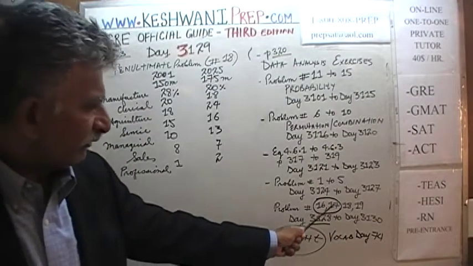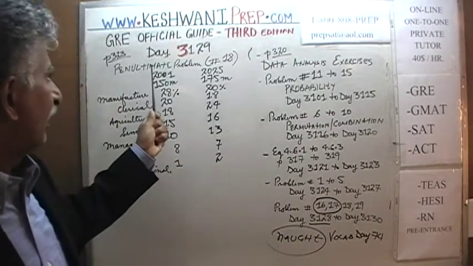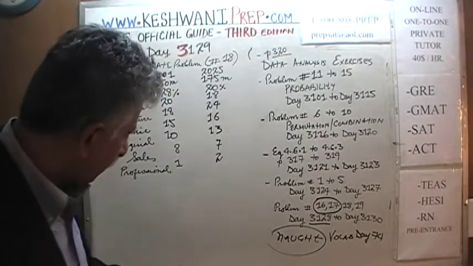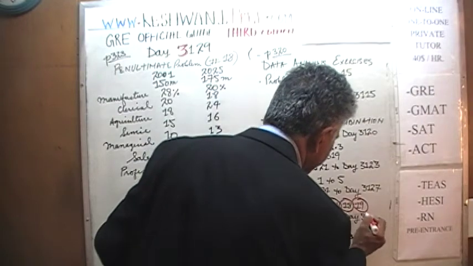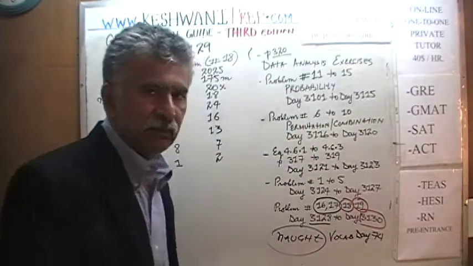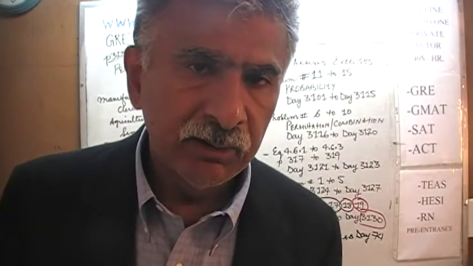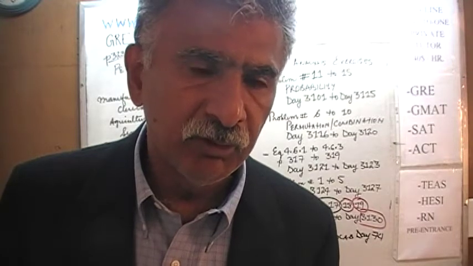Yesterday we did problems 16 and 17, which was our day number 3128. Today is our penultimate day, and we'll do problem number 18, and then tomorrow we'll do the very last problem, which is going to be day number 3130. Altogether, there are going to be 130 videos, and by tomorrow we will have covered every single math problem that you see in this book.